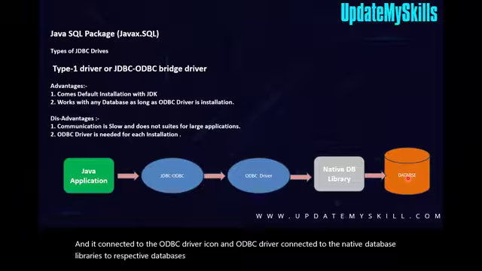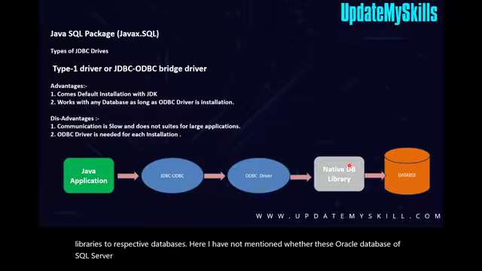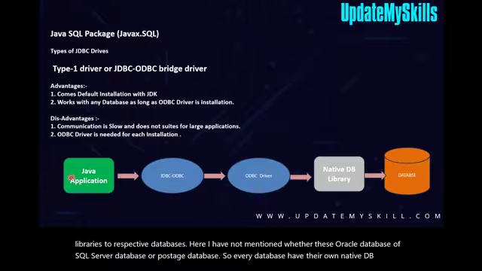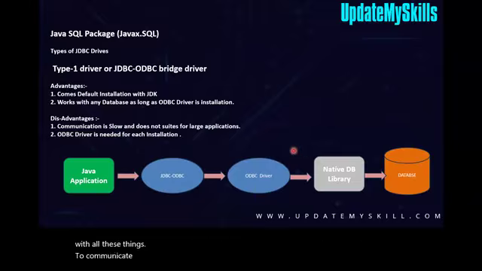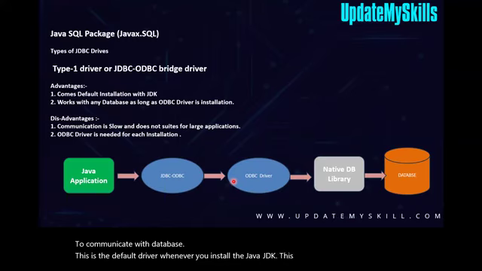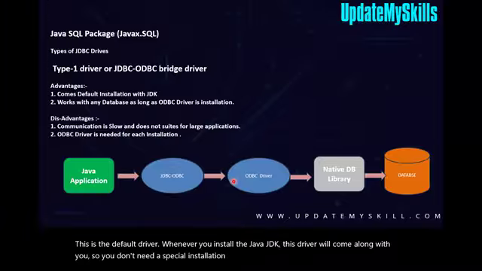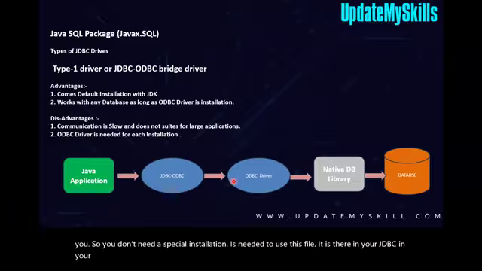Here I have not mentioned whether it is an Oracle database or SQL Server database or Postgres database. Every database has its own native DB libraries. It means the Java application connects with the JDBC-ODBC driver, which internally connects with all of these things to communicate with the database. This is the default driver. Whenever you install the JDK, this driver will come along with it. So no special installation is needed to use this driver. It is there in your JDK installation, which you have done on your computer.